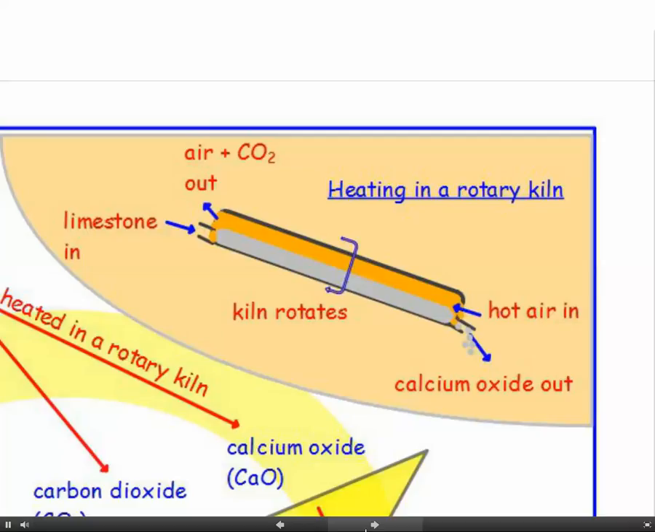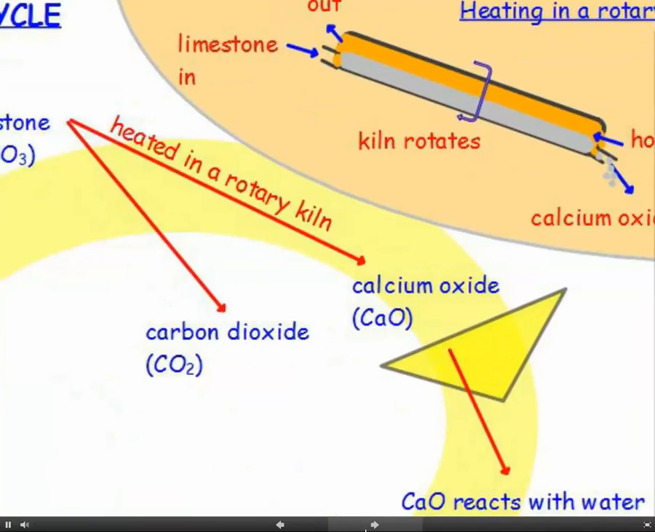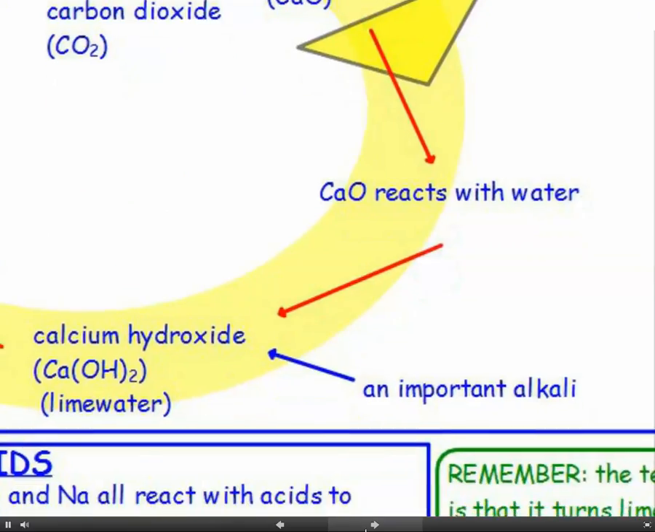So limestone goes in at the top, hot air is blown in at the bottom, and the products are calcium oxide and CO2. So CO2 is given off as a gas and calcium oxide is a solid. Now calcium oxide reacts with water. So here you see calcium oxide reacting with water to form calcium hydroxide, otherwise known as lime water.